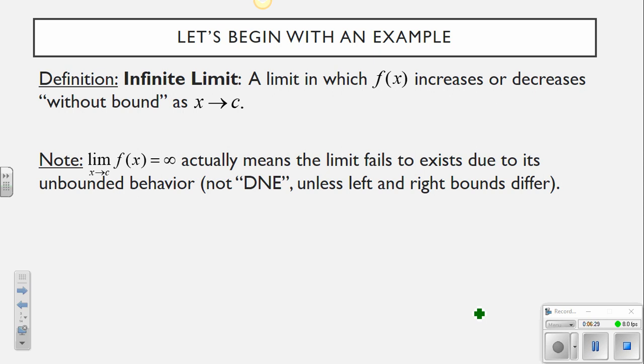But as it approaches the same value from the left and the right, if both were approaching positive infinity, it would be positive infinity, or I guess fails to exist because it's unbounded. But it doesn't exist unless it's like the last example we did where they approach both from the left and the right, but one goes to positive and the other goes to negative infinity. So just as a disclaimer there. But an infinite limit is one in which f of x increases or decreases without bound as x approaches c.